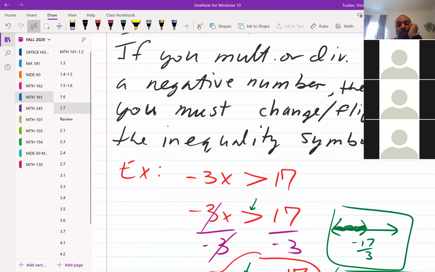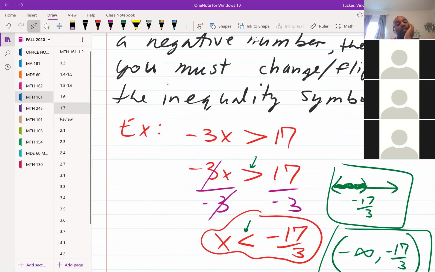So just a simple example of an inequality in which that scenario would occur. If I have negative 3x, this was the original inequality, negative 3x is greater than 17, I would divide both sides by negative 3, and that greater than symbol would change into less than. So that's what we're saying here. If I multiply or divide both sides when solving by a negative number, the inequality must change to the opposite direction. So if it's greater than, it changes to less than.